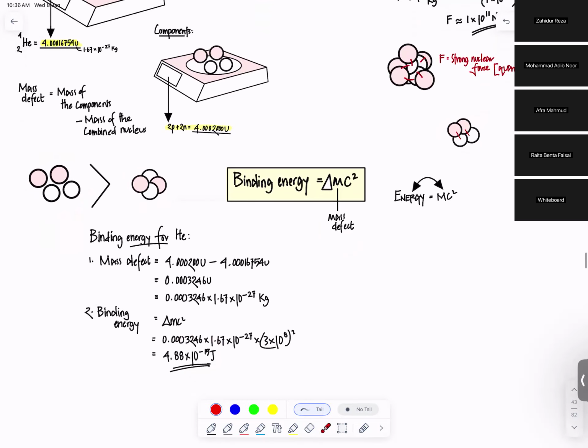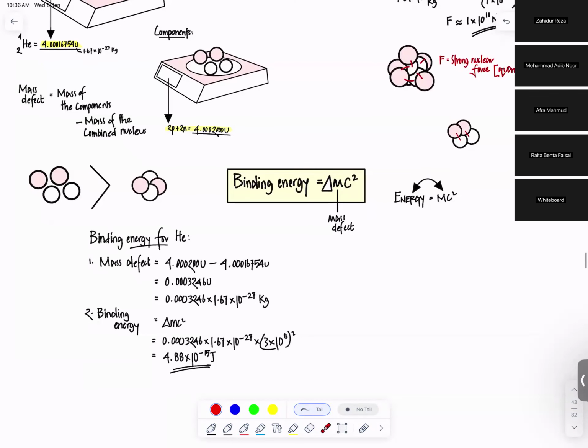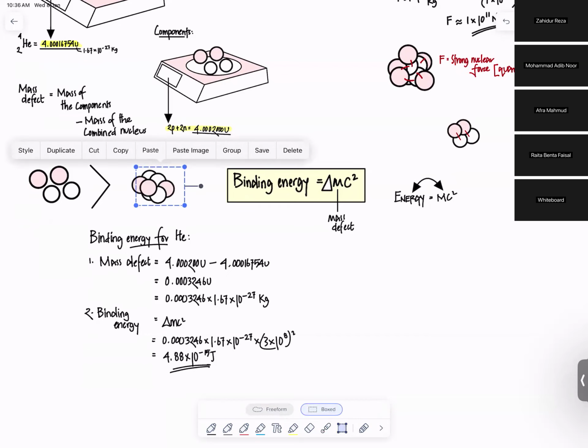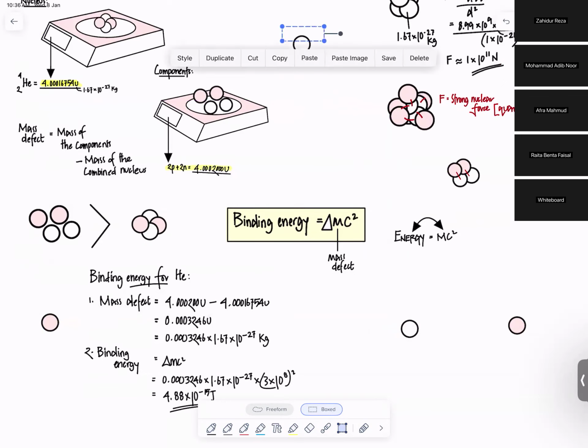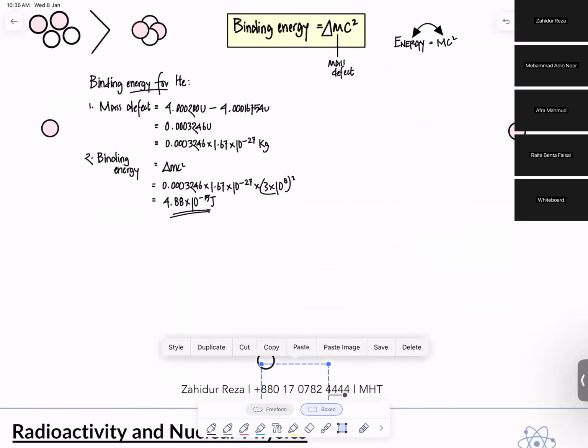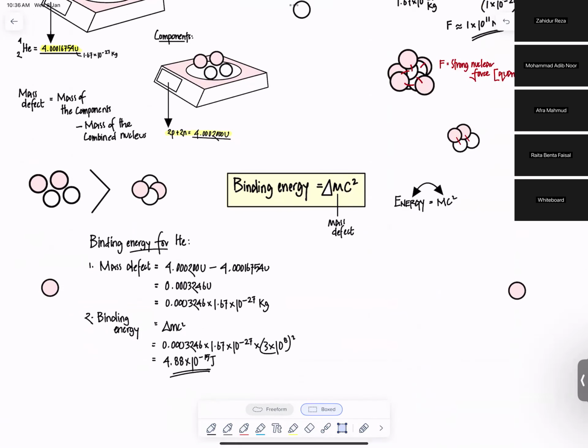Now, what's the definition of binding energy in our syllabus? The definition of binding energy in our syllabus is a little counterintuitive, but it's still the right definition, obviously. The definition is that it's the amount of energy needed to separate the nucleons completely. So if you want to fully separate the nucleons, take them away from each other as far as possible, the energy needed is known as binding energy.